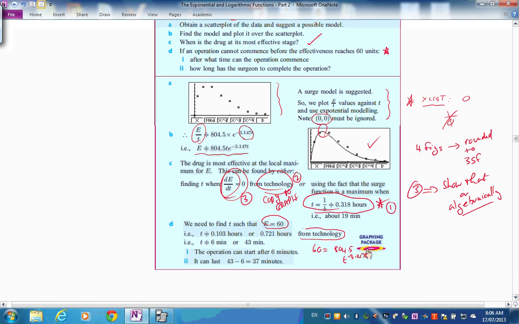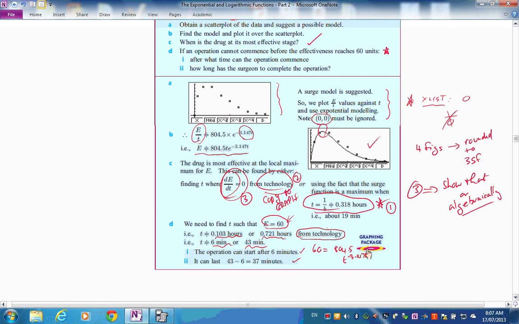technology here. Yep, well, that would mean you go across to graph mode where you've copied the function in, and you find the xcalc for a y of 60, and you come up with 0.103 hours or 0.721, so 6 minutes, 43 minutes, round off to the nearest minute, make it contextual. So the operation can start after 6 minutes and can last 33 minutes, or go to 43 minutes, which is 37 minutes difference between the two. So that's an interesting question.